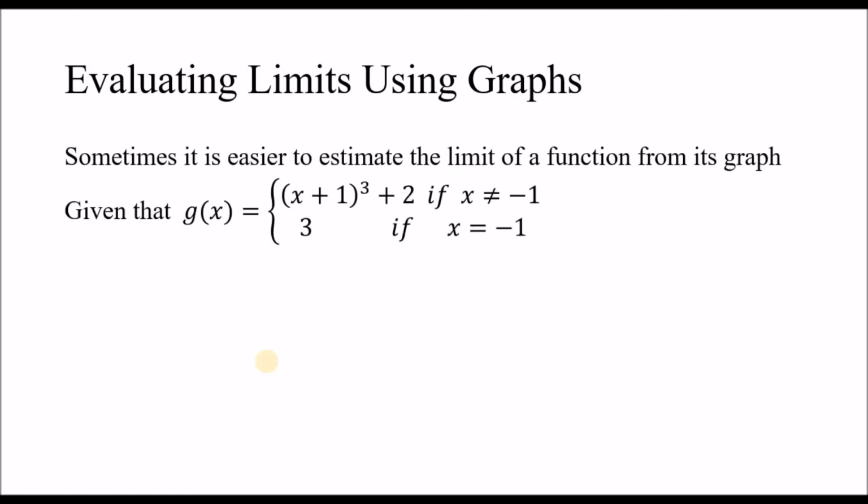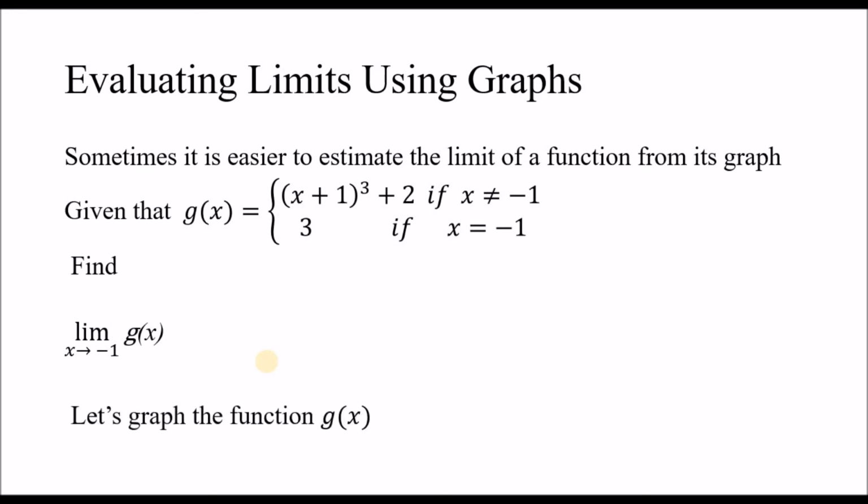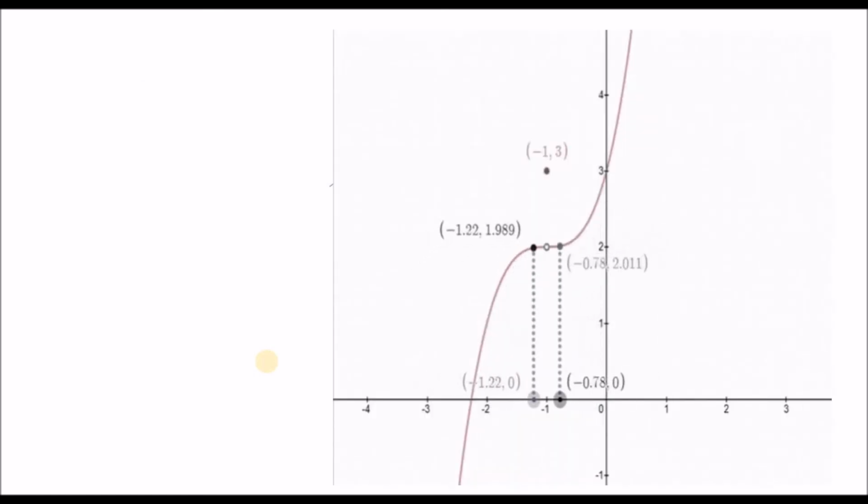Let's take a look at evaluating limits using graphs. Sometimes it's easier to estimate the limit of a function from its graph. Let's say we're given the function g of x defined as equal to 3 if x is equal to -1, and equal to (x plus 1) all cubed plus 2 otherwise. We're going to find the limit as x approaches -1 of the function g of x. So we're going to graph it. If it exists, let's see if we can estimate what the limit is.